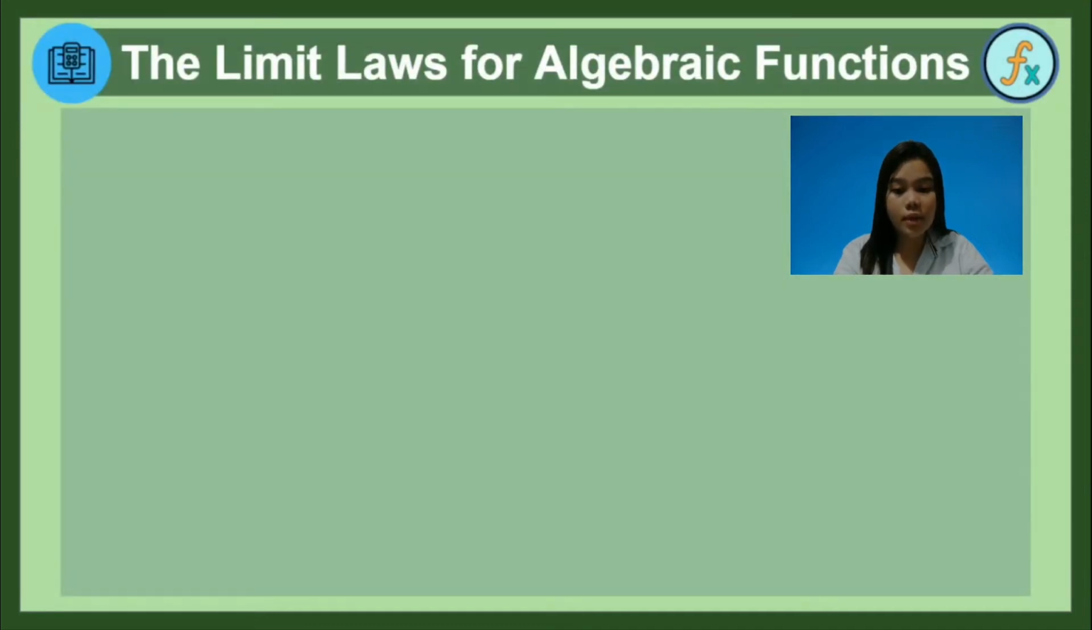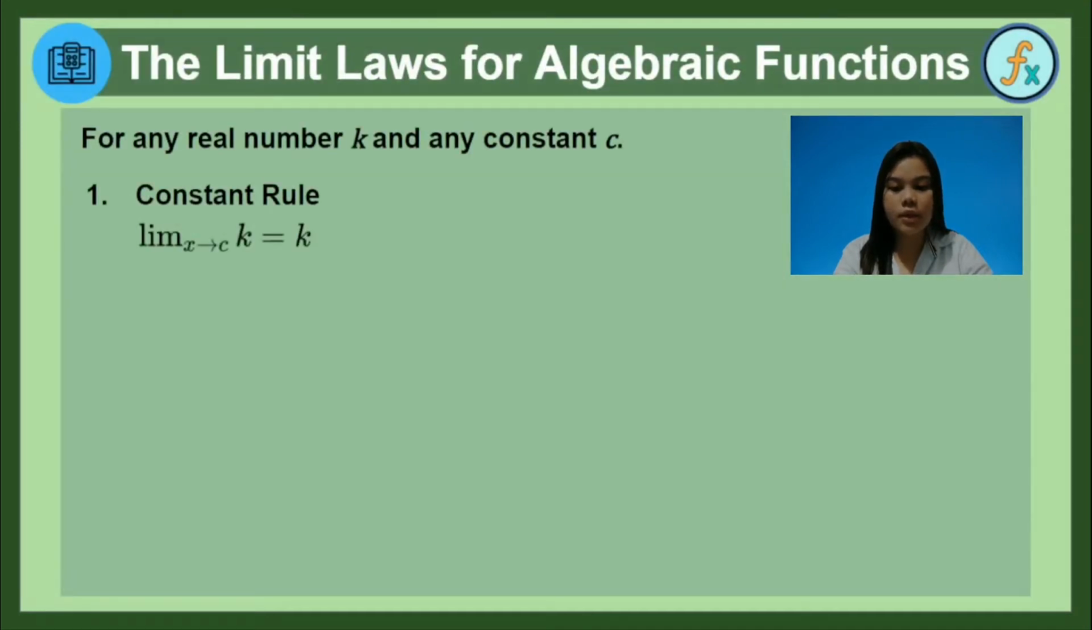Now that we have already known the limit of a function, let us move on to the limit laws, starting with the constant rule. In this rule, the limit of k as x approaches c is equal to k. To understand more about its concept, here are some examples.